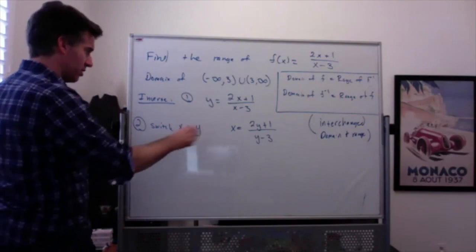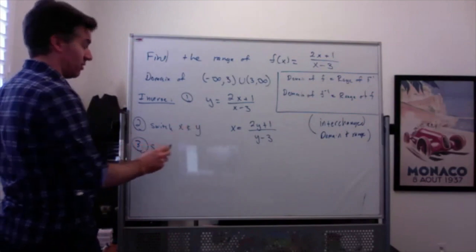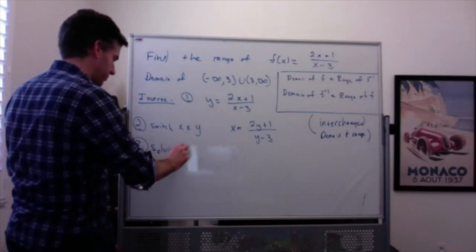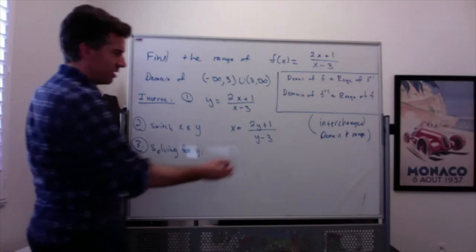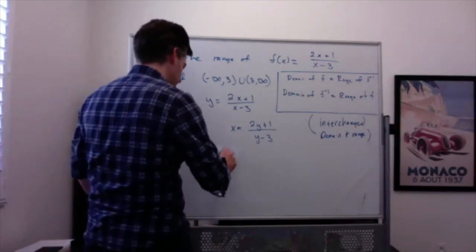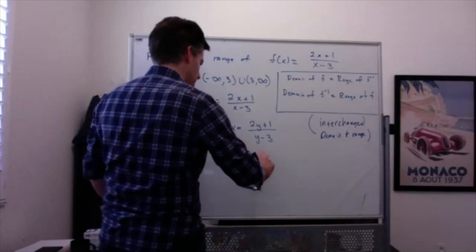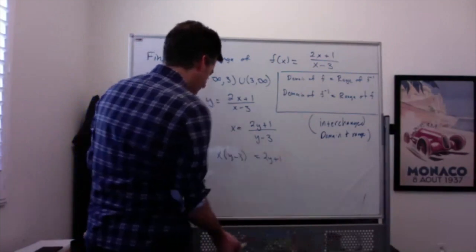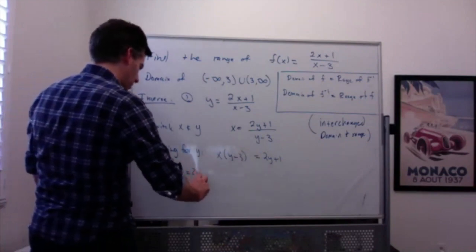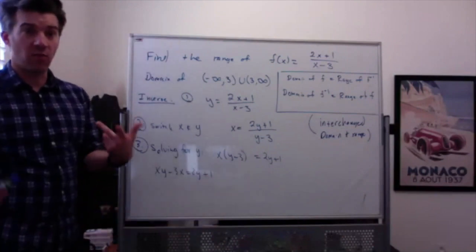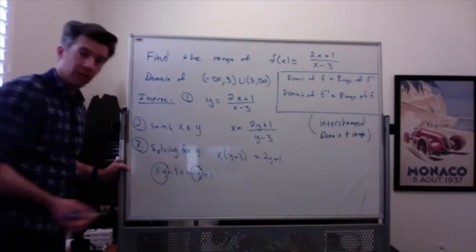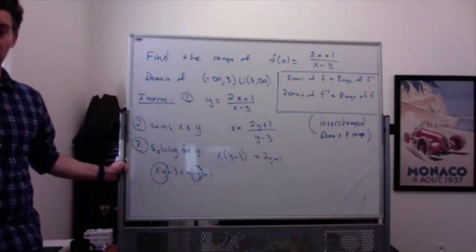So I'm going to solve for y. The solving for y is actually the hard part. Usually it's best to get rid of any denominators. So I'm going to have x(y - 3) = 2y + 1. I'm going to multiply it out, so I get xy - 3x = 2y + 1. And I'm trying to solve for y. So anything that has a y in it, I want to bring to one side. Anything that doesn't, I want to bring to the other side.